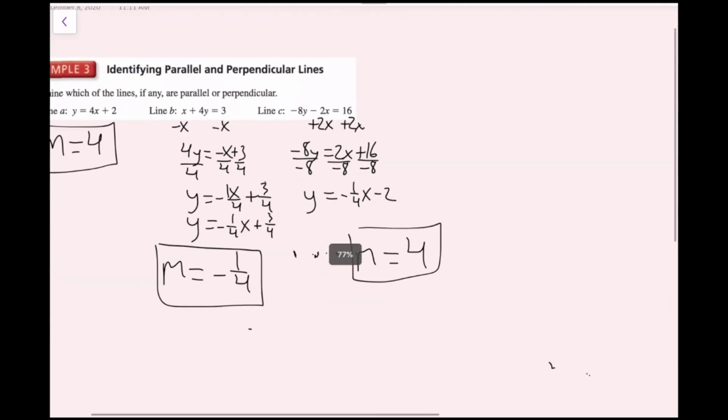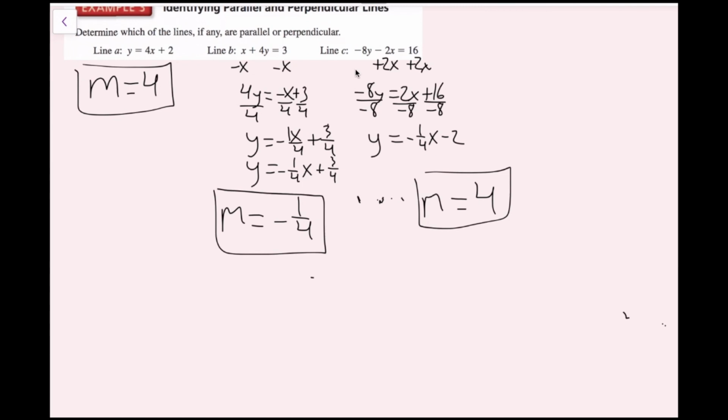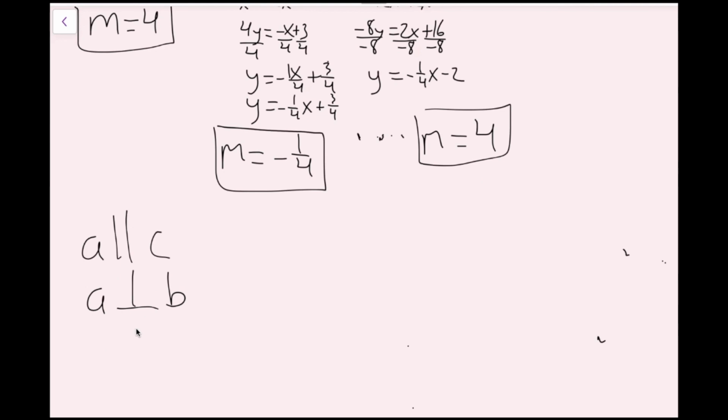Okay, so I know that line C is going to be parallel to line A, and lines A and C are both going to be perpendicular with line B, okay? Because the slopes here are opposite reciprocals, and then the slopes for line C and line A are the same. Therefore, they are parallel. So I'm just going to write that really quickly. A is parallel to C. A is perpendicular to B. This symbol indicates that these two lines are perpendicular. And last, I know that B is perpendicular to C. Okay? And now we're done with this one.